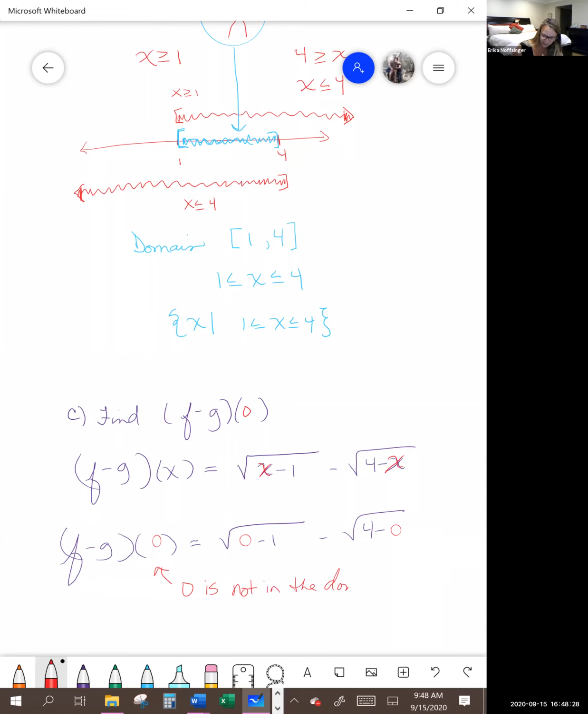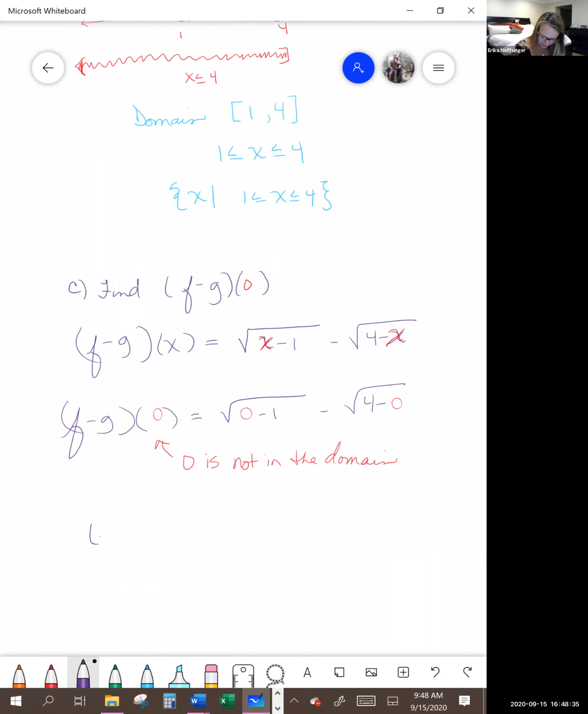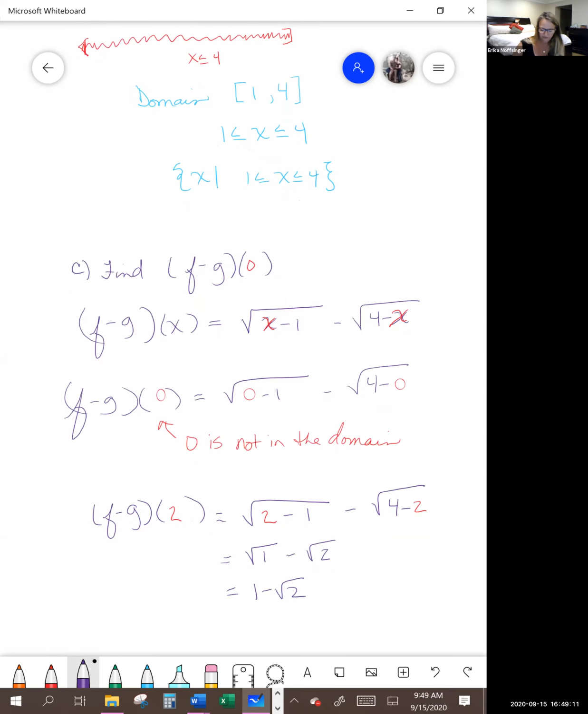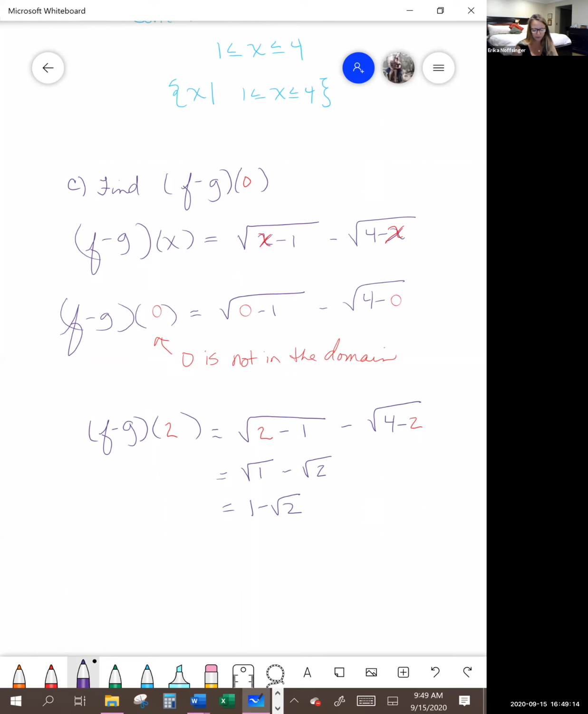So what about 2? We'll find f minus g of 2. This will equal the square root of x minus 1, so we plug in 2 for x, minus the square root of 4 minus x, so put in 2. Simplify: we get the square root of 2 minus 1, or the square root of 1, minus the square root of 4 minus 2. The square root of 1 is 1, minus the square root of 2. So an input that fell in our domain gave us a real number back. I'm going to leave it in this exact form, but I could put it in decimal form.